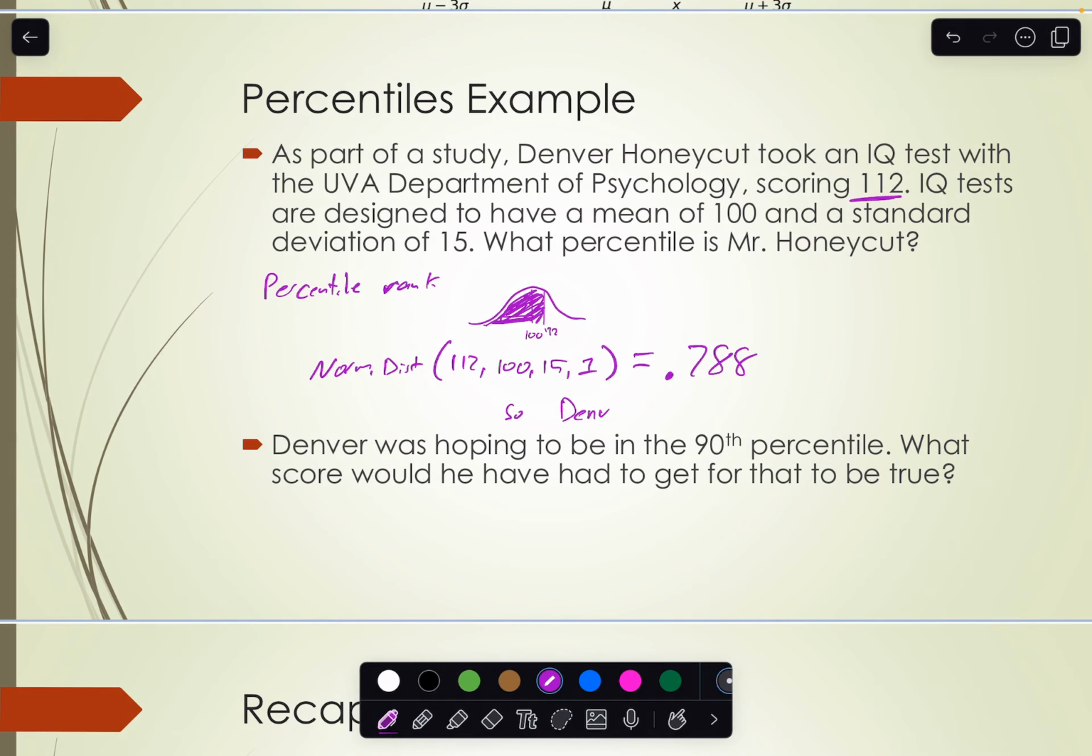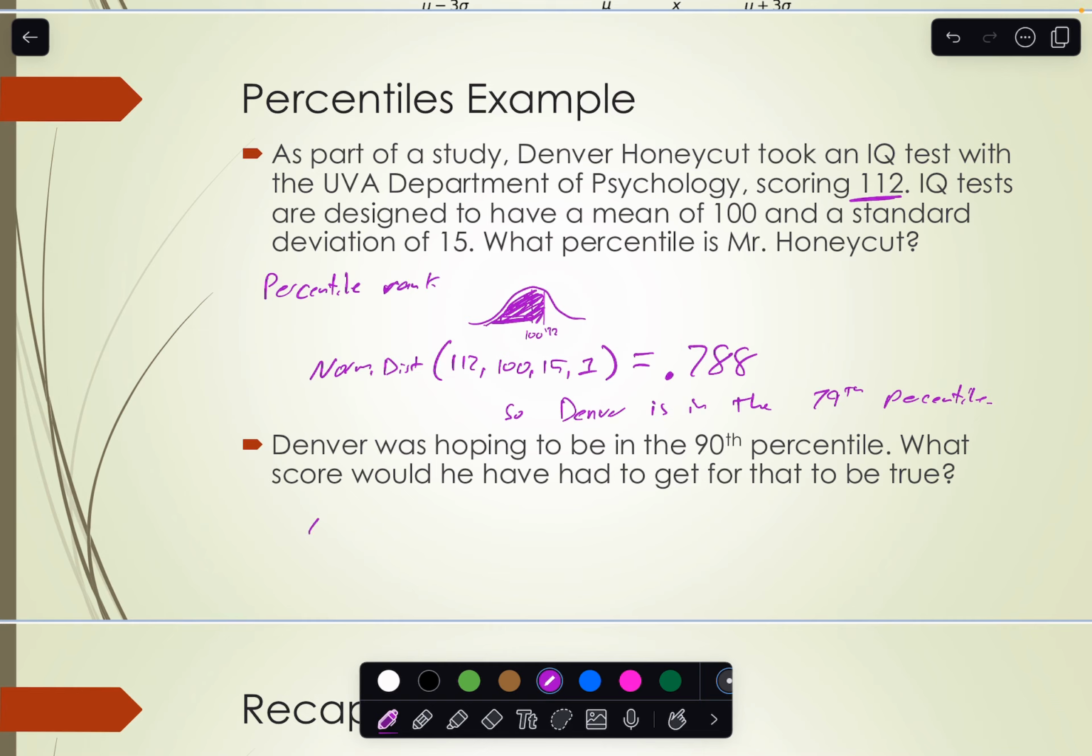Denver is in the 79th percentile. Okay, now Denver was hoping to be in the 90th percentile. What score would he have had to get for that to be true?